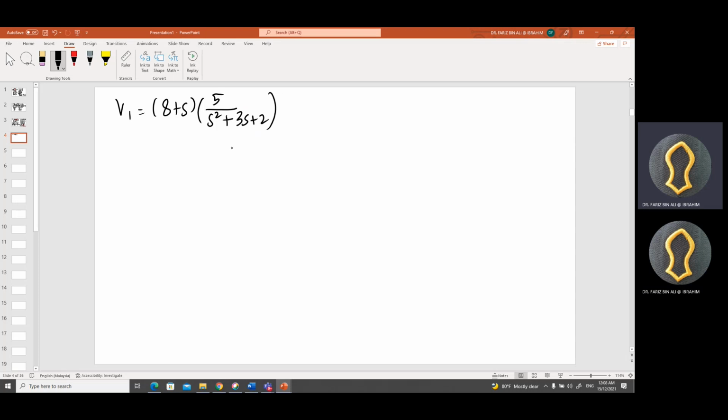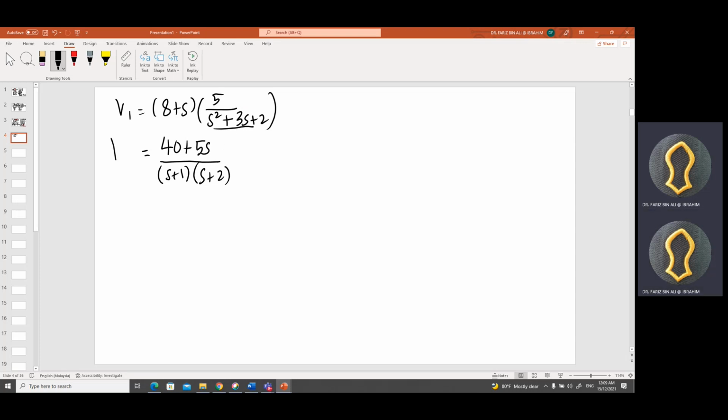Okay, so if I multiply this in, what I have is 40 plus 5s over s squared plus 3s plus 2. Can this be factorized or not? I think we can, right? This bottom part here we can factorize, isn't it? It becomes (s plus 1)(s plus 2). Check: s times s is s squared, then s, 2s, that's 3s, and 2. Okay, we can factorize that.